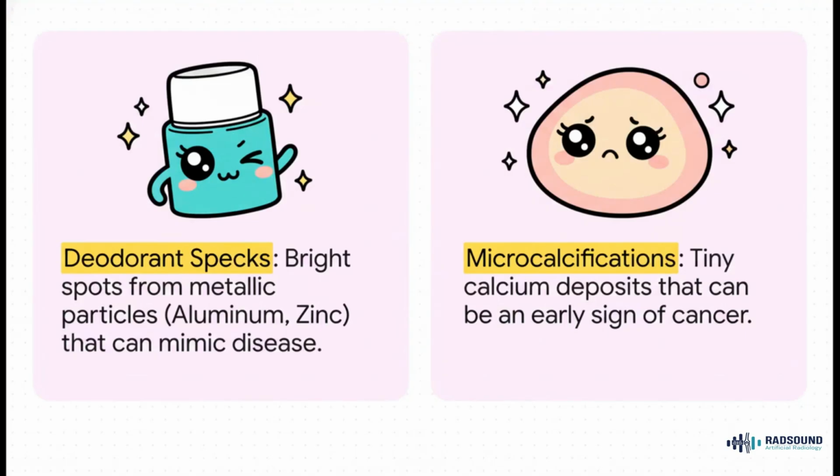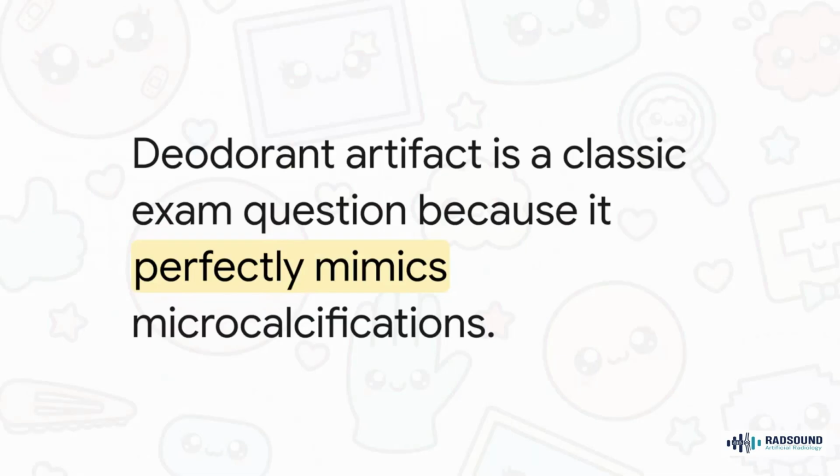Now check this out. It's kind of scary how similar these two things can look. On the left, you've got simple deodorant specks from tiny metal particles, and on the right, microcalcifications, a potential early sign of cancer. You can immediately see how mistaking one for the other is a really big deal. In fact, this is such a critical point, such a classic doppelganger, that it's a staple question on the board exams for radiologists in training. It's a fundamental test of their detective skills right from the get-go.